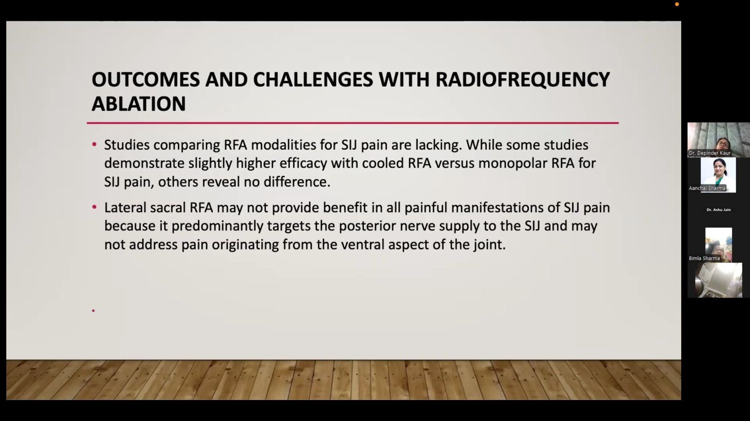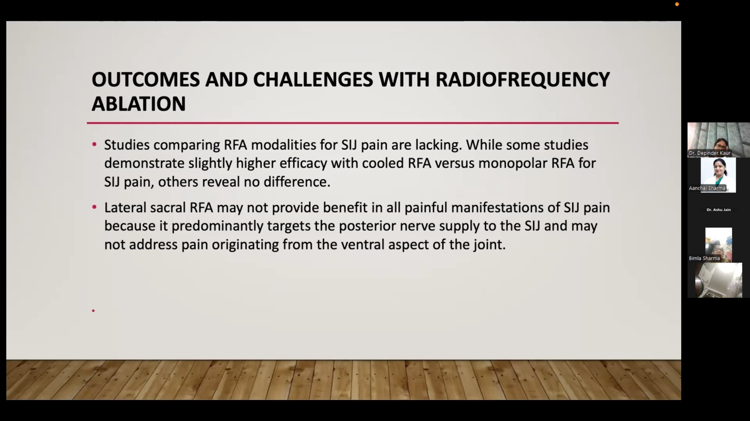Now, there are certain challenges still with radiofrequency ablation, and this is the reason we have not concluded which modality is the best, because the literature is mixed. Some studies demonstrate higher efficacy with cooled RF versus monopolar, but some say no difference, right?